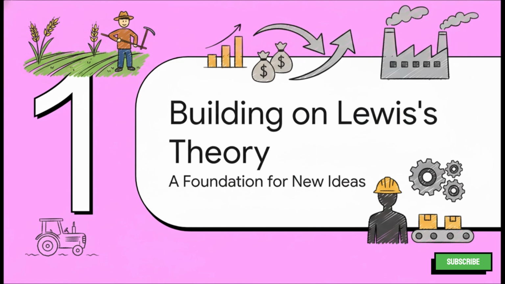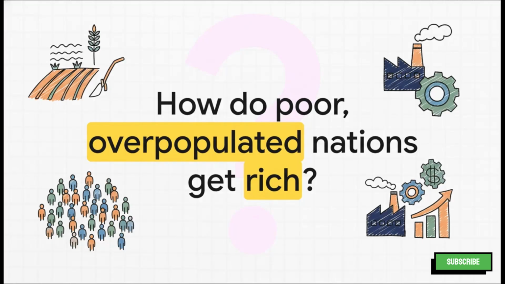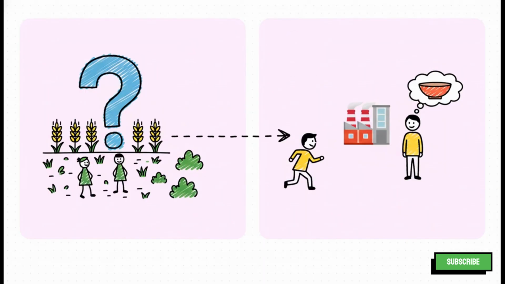To really get a handle on what Fei and Ranis were talking about, we first have to understand the idea that it was all built on, the model from economist Arthur Lewis. It's one of the most fundamental questions in economics, right? How do poor nations with huge populations actually become wealthy? Well, Arthur Lewis was one of the first to really tackle this with his dual economy model. Lewis's idea was a real game changer. He said you take surplus workers from farming, what he called the subsistence sector, and move them into factories, or the capitalist sector. That's what fuels growth.